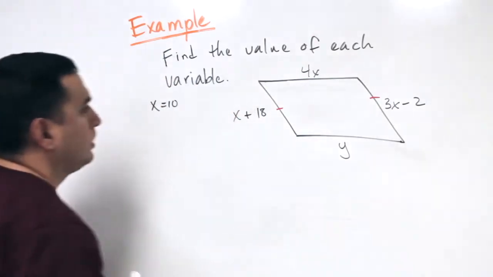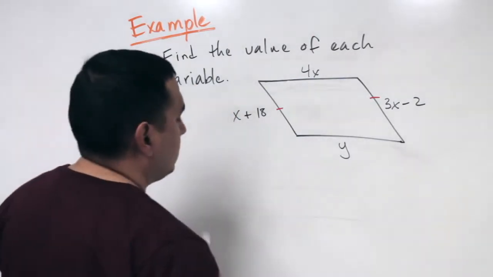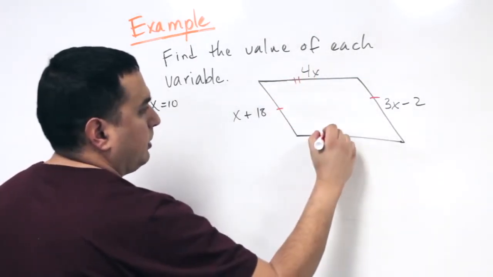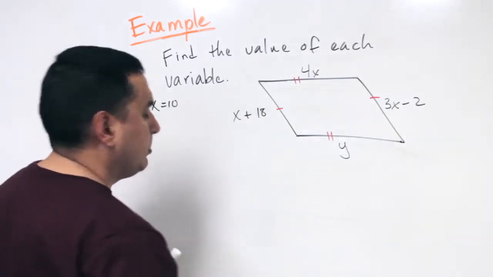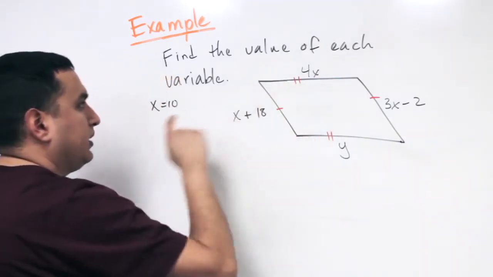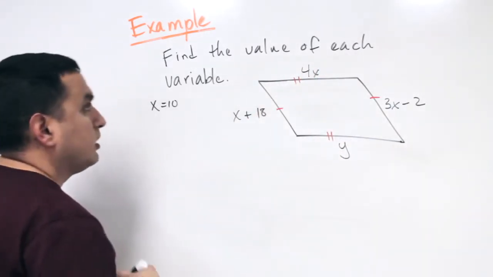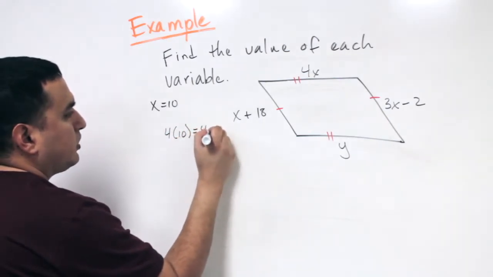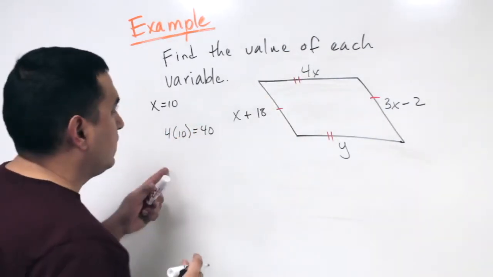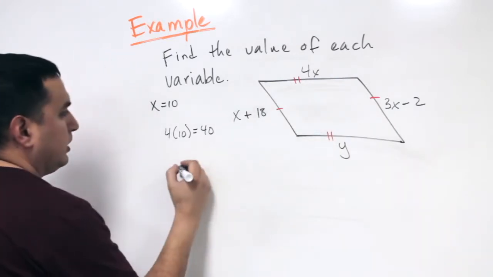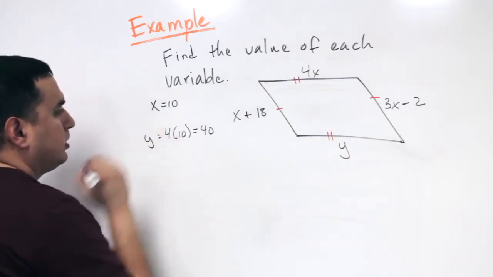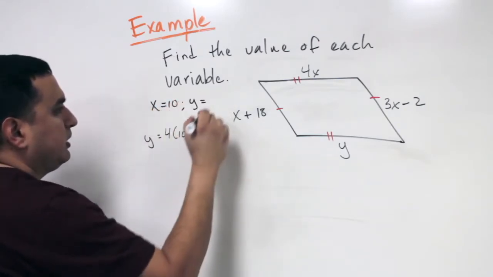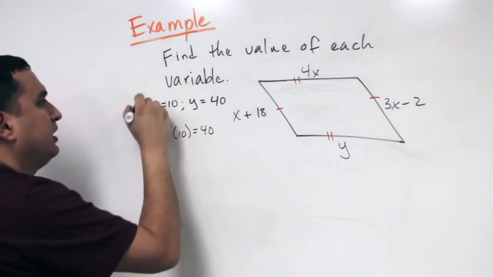Now I'm going to solve for this y down here. Since opposite sides are congruent, I know that this segment up here on top is congruent to the segment down here on bottom. And that's important because now that I know what x is, I can substitute in 10 for x. So I have 4 times 10. So I know this top length is equal to 40. And since opposite sides are congruent, that tells me that y must be 40. So for this example, x is 10 and y is 40.